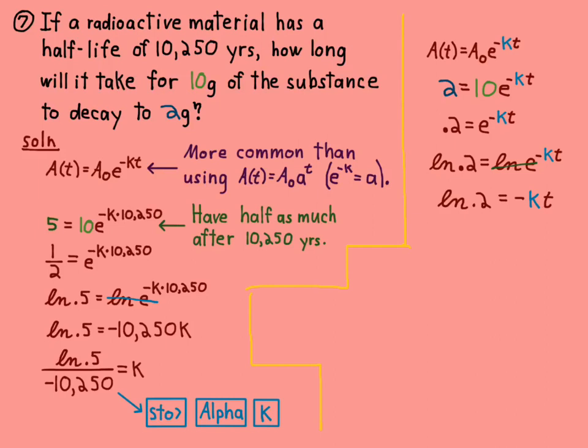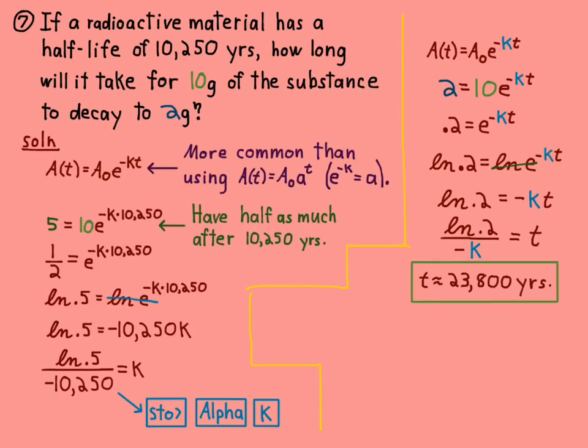Remember, minus k, I already know what that is, so I need to divide by that. And then I just type that out on my calculator. ln of 0.2 divided by negative, and then I do the alpha k. So it'll actually put a k there, and that puts the number that's stored in k in there. And I get t is approximately 23,800 years.